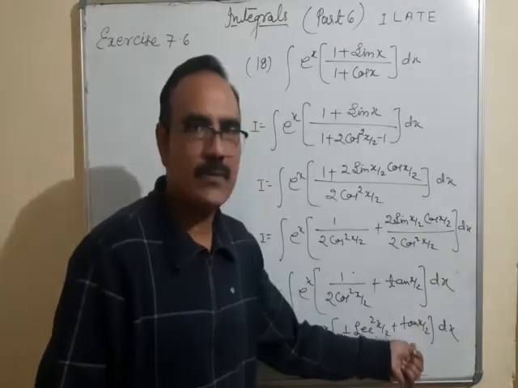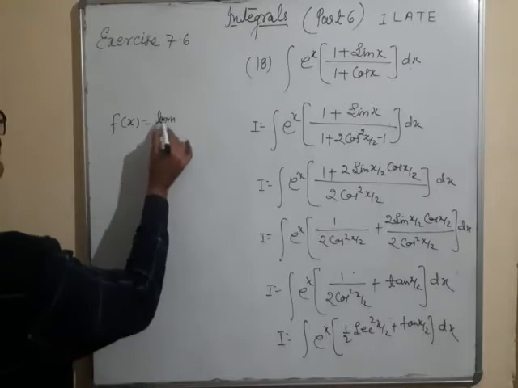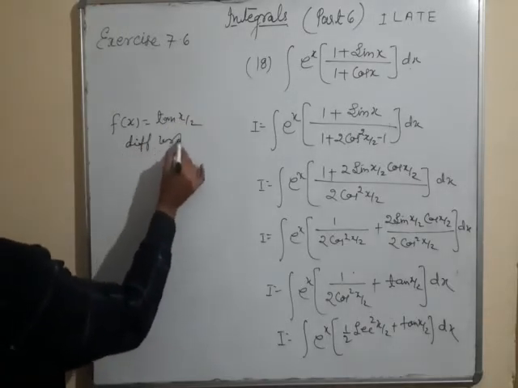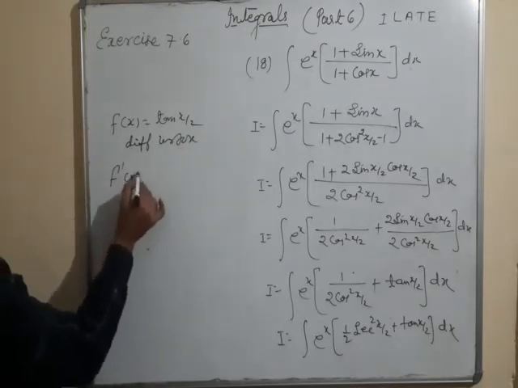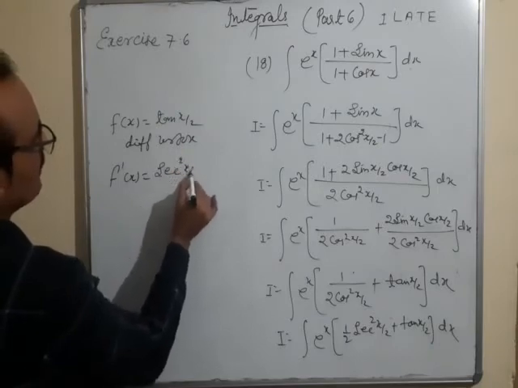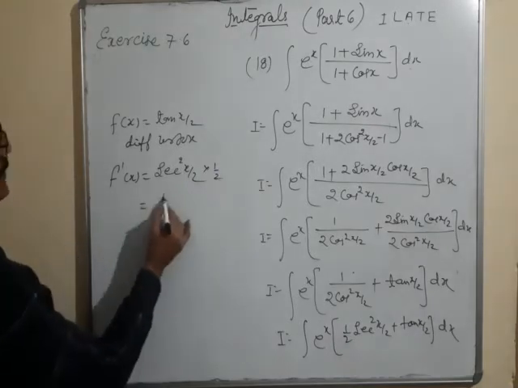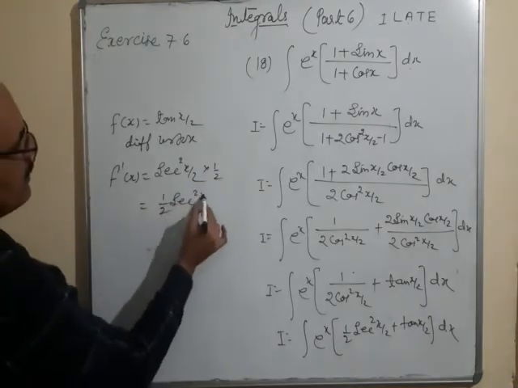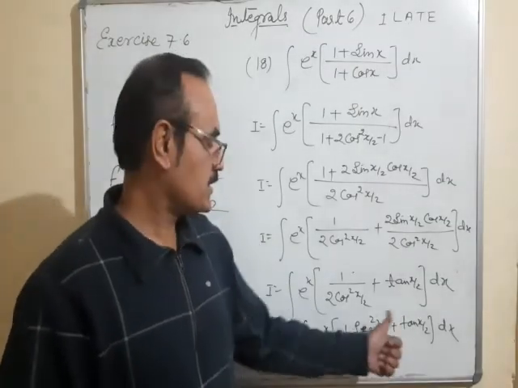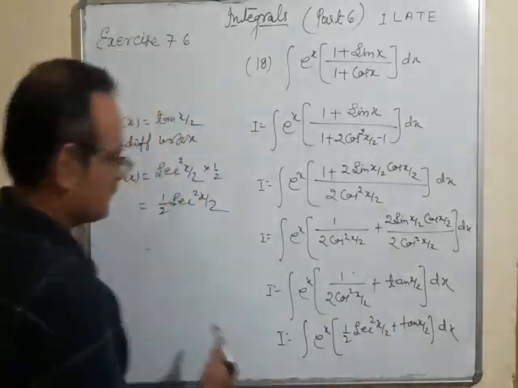So I want to take this term as f of x. f of x is equal to tan x by 2. Differentiate with respect to x. f dash x is equal to the differentiation of tan x by 2, which is sec square x by 2, and again the differentiation of x by 2, that is 1 by 2. So what is coming is 1 upon 2 sec square x by 2. So we are taking this as a function f of x, and the differentiation is coming as this f dash x. f of x, f dash x. So what is the answer?